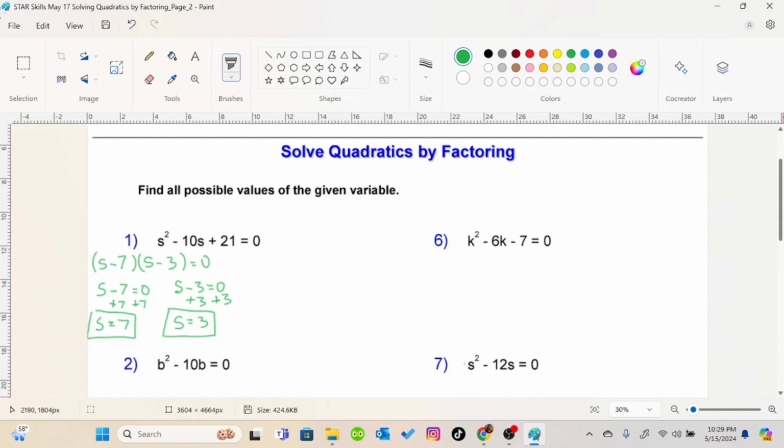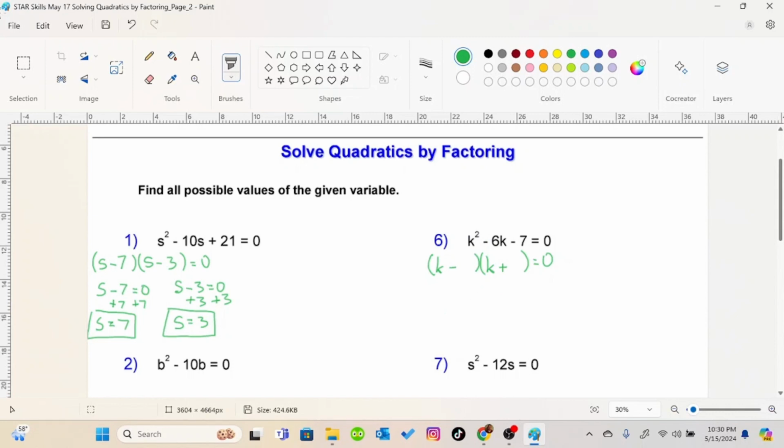Number 6. We know that we're multiplying two things together, and we're getting 0 for an answer. To get k squared, this must be k times k. The second symbol being minus tells me my signs are opposite, and the first sign being negative tells me my larger one is minus.